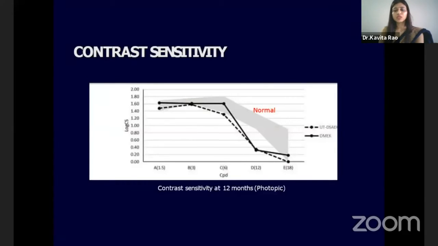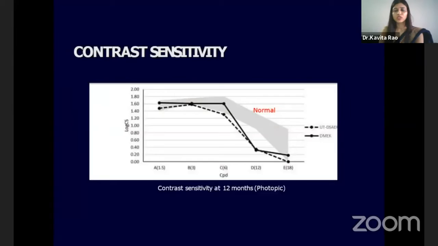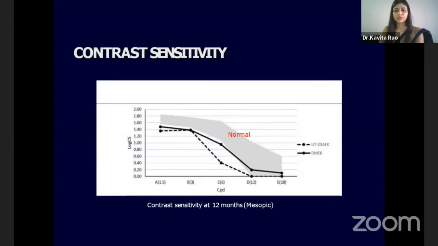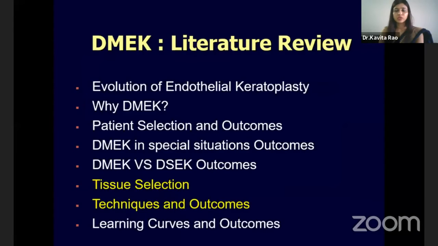What they found is that the visual acuity is more or less similar, but contrast vision was way better in the DMEK group versus the ultra-thin DSEK group. They concluded that they did not really find any difference in the vision. The patients said it was similar in each eye, but there was a better performance in contrast vision. So I think we can conclude that if not in terms of visual acuity, then definitely in terms of contrast or quality of vision, it would be better in DMEK.